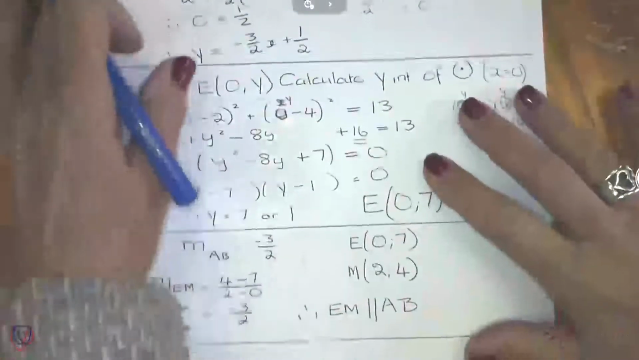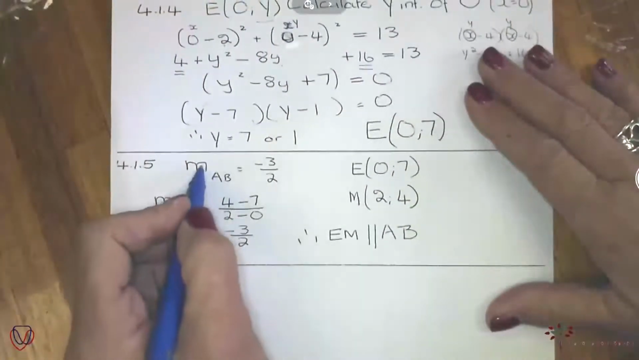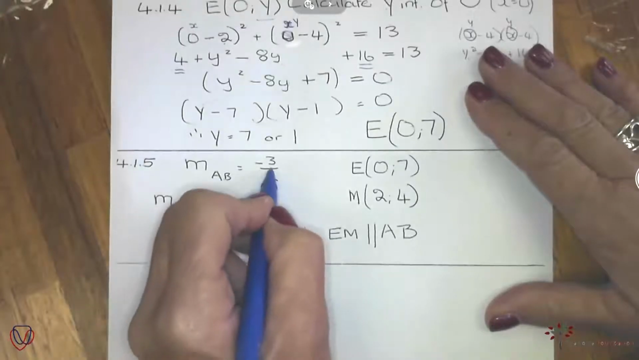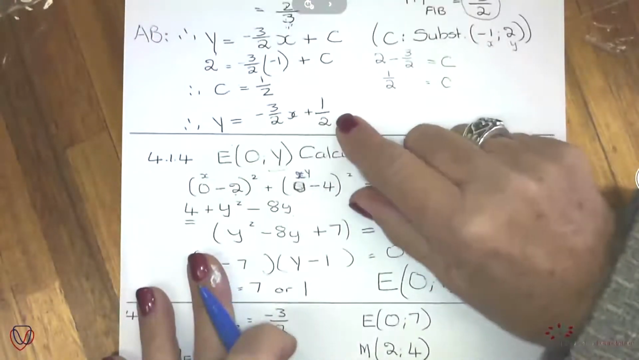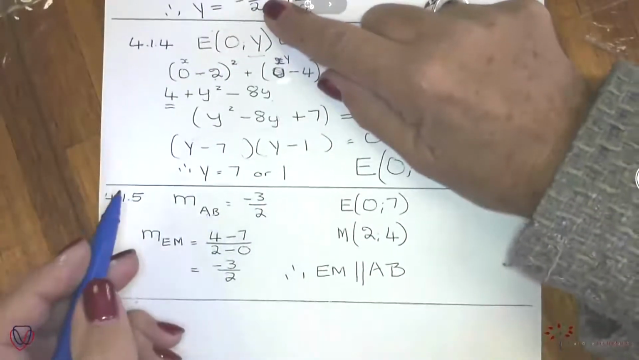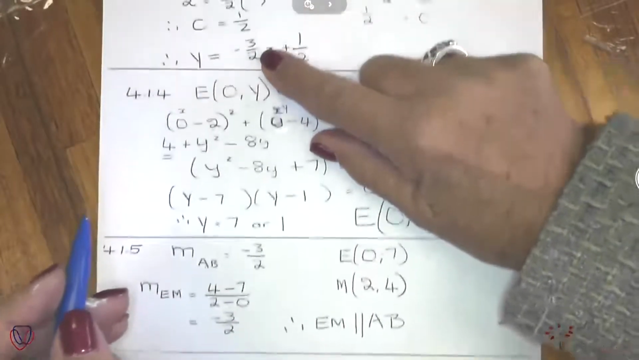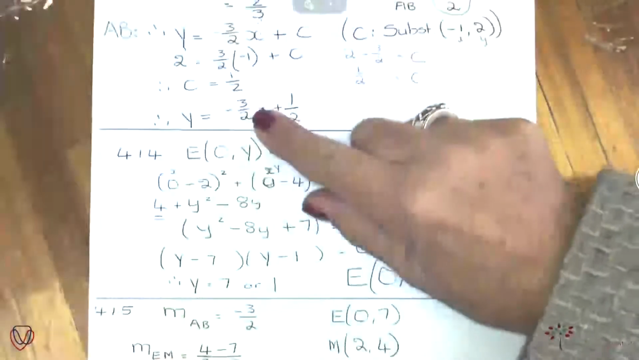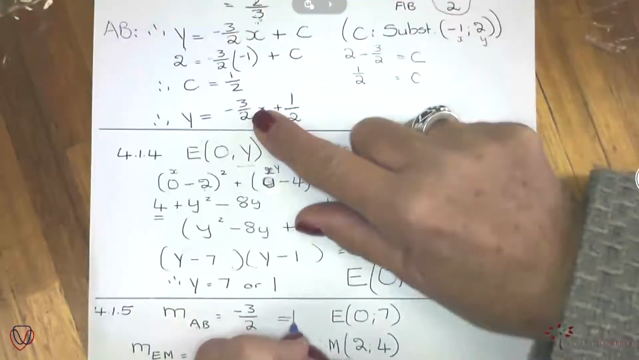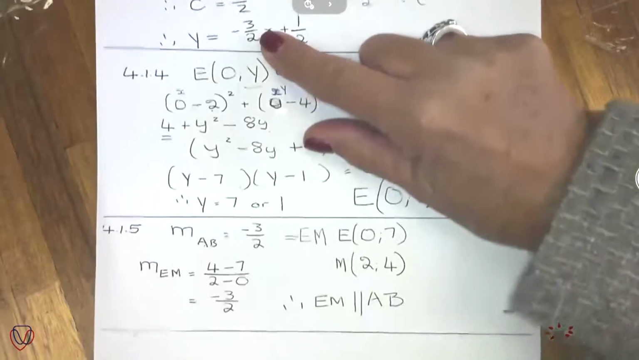So let's go to 4.1.5 quickly. The gradient of AB is -3/2. There it is. Let me just show you. We calculated the equation. So we've got the gradient of AB, and that gradient will be exactly the gradient of EM. Writing it there so that you can see where I got it from.